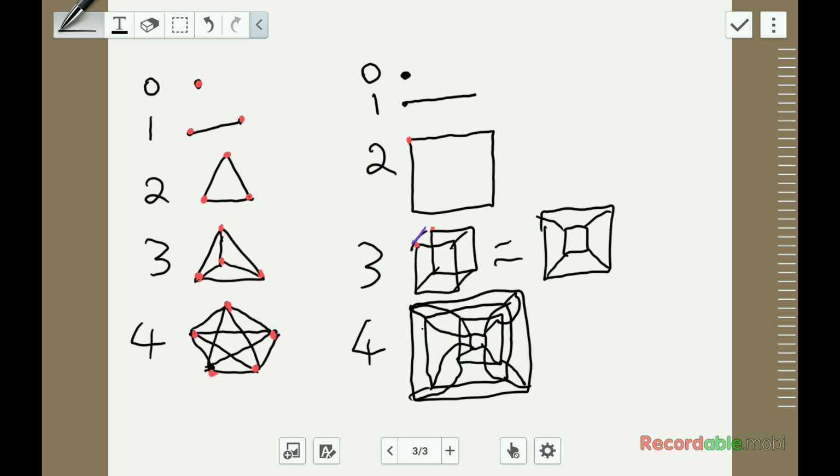And there we have it, our hypercube. And we can just continue this process. If we want to make a 5-dimensional hypercube, we can just take 2 copies of this and connect corresponding vertices, and we can go on and on and on.